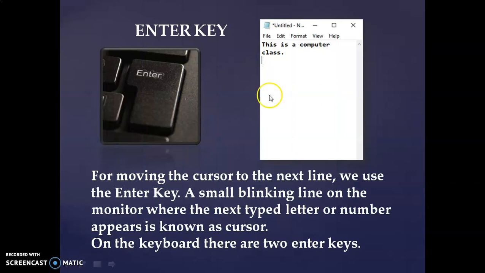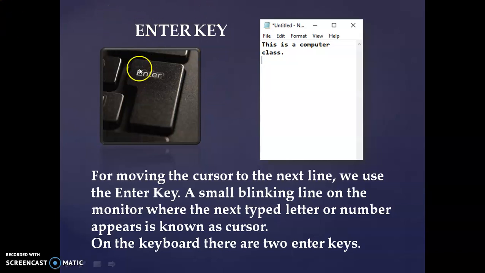Next one is our Enter key. Enter key is used to move the cursor to the next line as we write on the notebook. And if we have to come to next line, we put our pencil to the next line. Same way in computer, if we are typing in one line and after that we have to type in the second line, then we will press enter key.